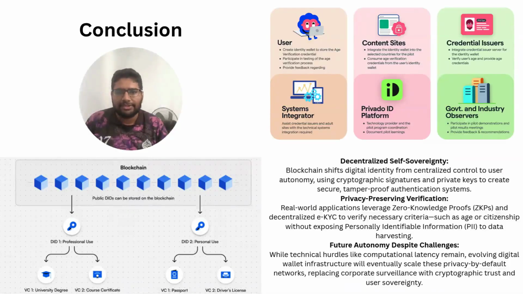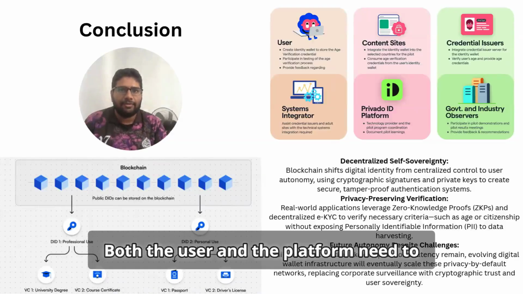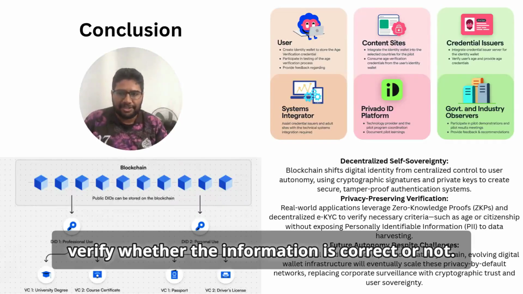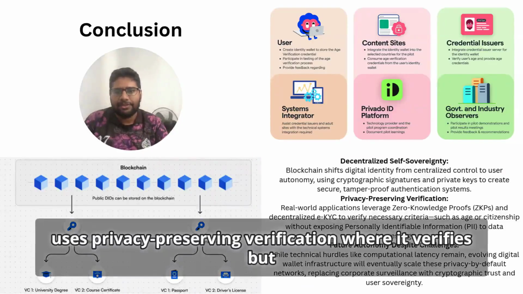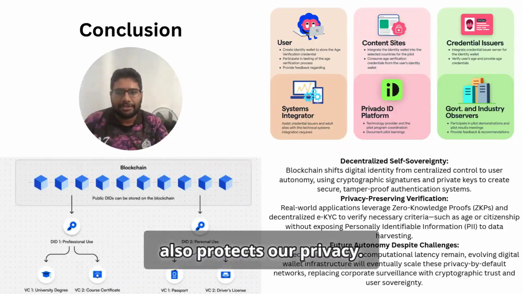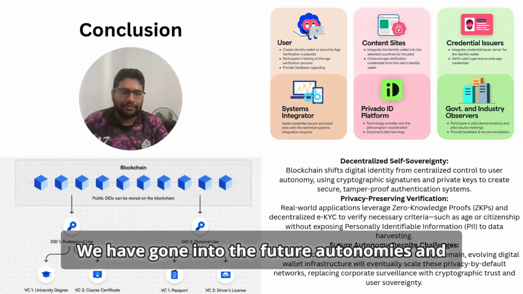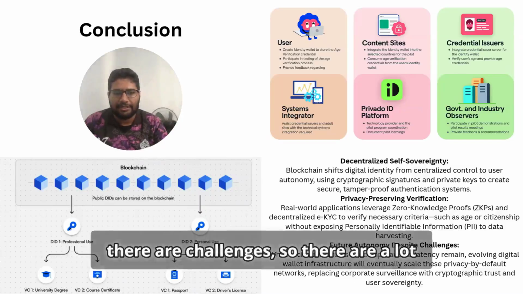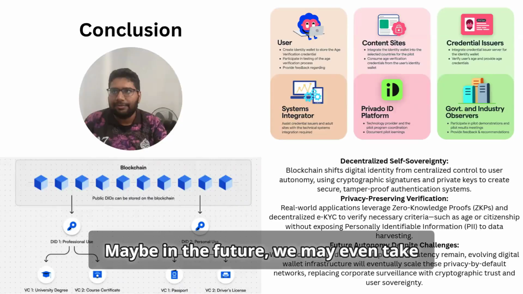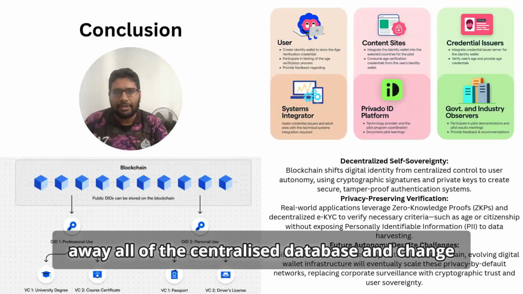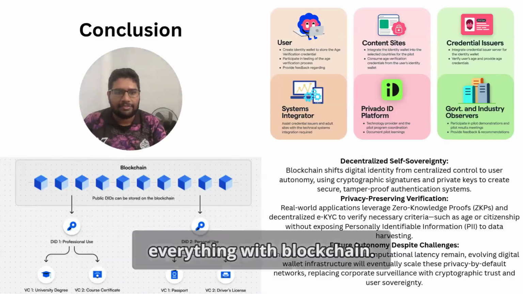What have we learned throughout all these things? We have learned about decentralized self-sovereignty, the SSI. You know how the confirmation requires both the user and also the platform to verify whether the information is correct or not. By using ZKP and Know Your Customer, it uses privacy-preserving verification, where it verifies, but at the same time it protects our privacy. And we have gone into the future autonomies and their challenges. So there's a lot of things that can be improved with this blockchain technology. Maybe in the future we may even take away all of the centralized databases and change everything with blockchain.